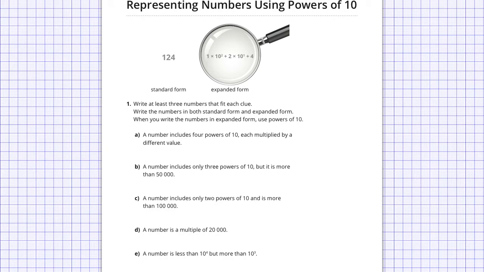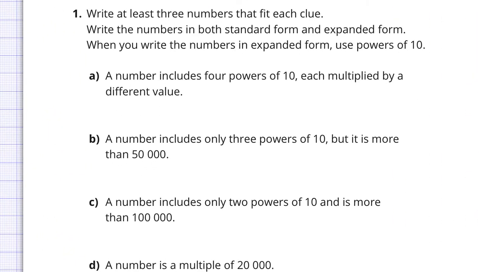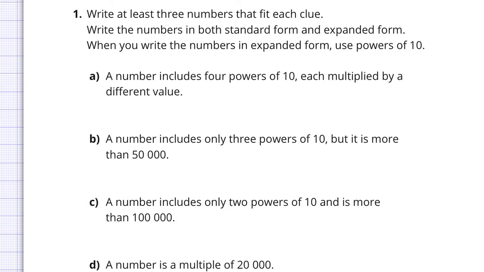Today we are representing numbers using powers of 10. For our first question, it says, write at least 3 numbers that fit each clue. Write the numbers in both standard and expanded form. When you write the numbers in expanded form, use powers of 10. We know lots of different ways to write in expanded form. Today, it's powers of 10. So A is a number that includes 4 powers of 10, each multiplied by a different value.